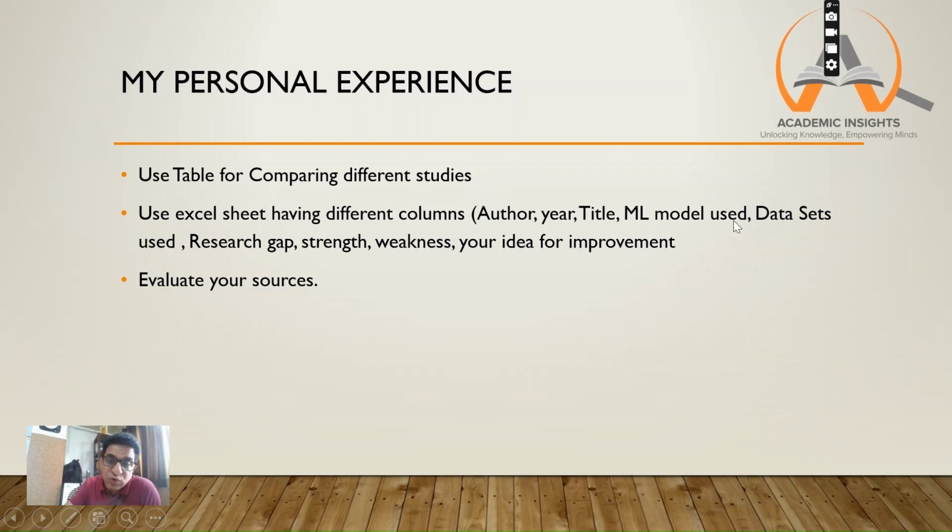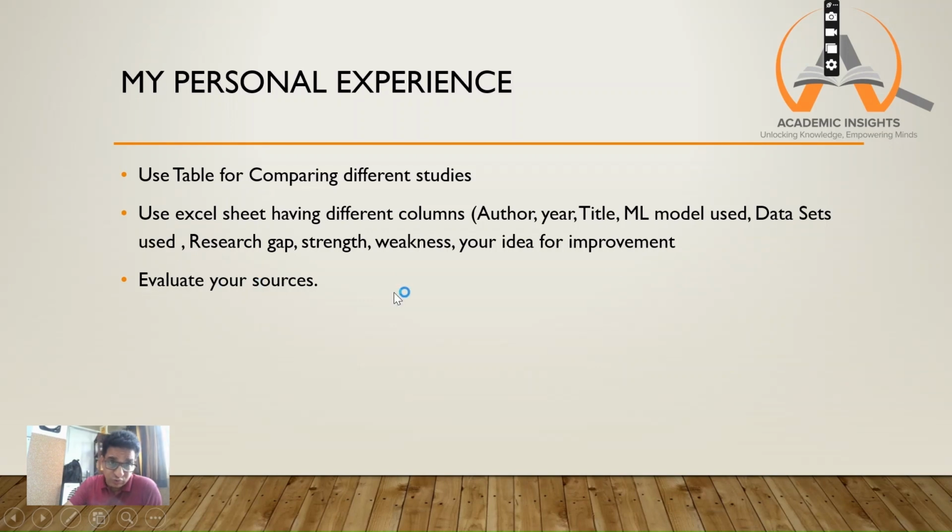What we need to do is create an Excel sheet where you can write down these columns: author name, year, title, model used, dataset used, research gaps, strengths, weaknesses, and your idea for improvement. All these columns will be helpful for the specific paper which you are reading, and you need to mention every paper in that Excel sheet. And at the end, you will be able to compile that Excel sheet for a better literature survey.